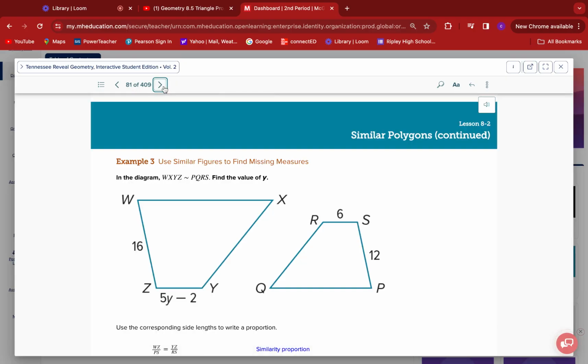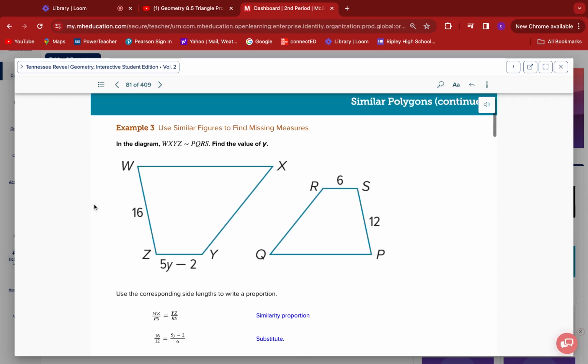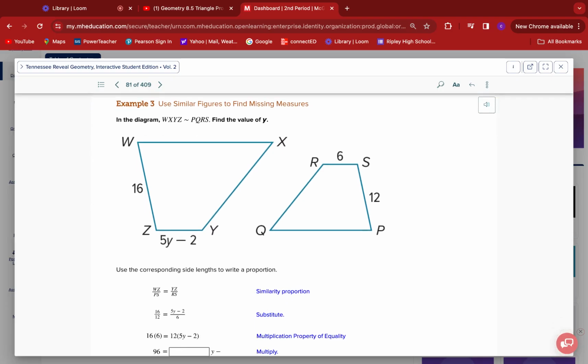Example number 3 on page 471. It says use similar figures to find the missing measures. This is your pretty typical problem: set up a proportion, cross multiply and solve, like you probably did in middle school with triangles. But this time it looks like a trapezoid. In the figure, WXYZ is similar to PQRS. Find the value of y.